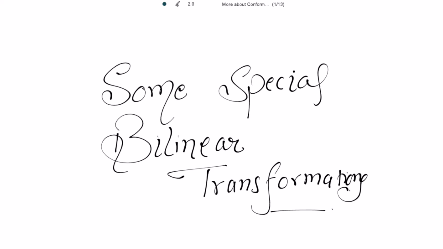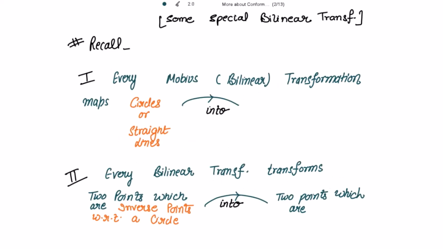This is the new content on conformal mapping, that is, some special bilinear transformations. Let's recall these two theorems which are very important. First, every Mobius or bilinear transformation maps circles or straight lines into circles or straight lines. And every bilinear transformation transforms two points, which are inverse points with respect to the circle, into two points which are inverse points with respect to the transformed circle.